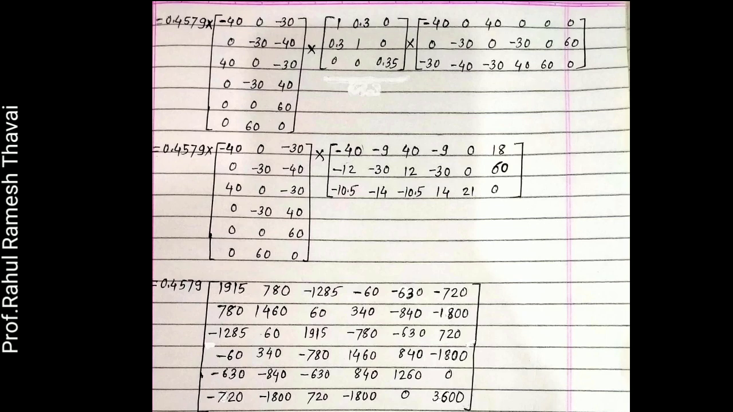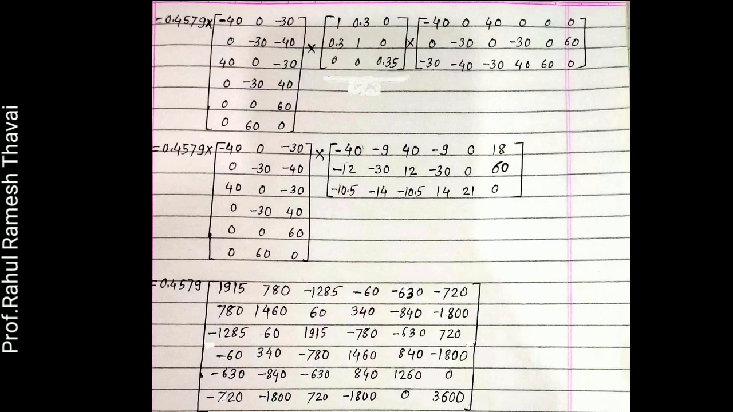Next, I will go for sixth row multiplied by first column, that is 0 into minus 40 plus 60 into minus 12 plus 0 into minus 10.5, that is equal to minus 720. Next, sixth row multiplied by second column, that is 0 into minus 9 plus 60 into minus 30 plus 0 into minus 14, that is minus 1800.